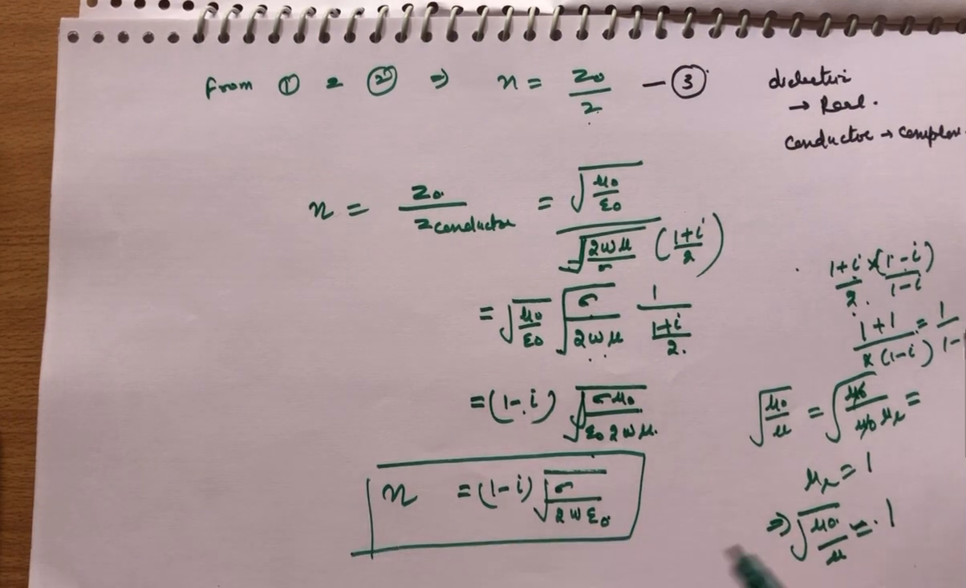So this is the relationship between refractive index and characteristic impedance. Thank you very much.